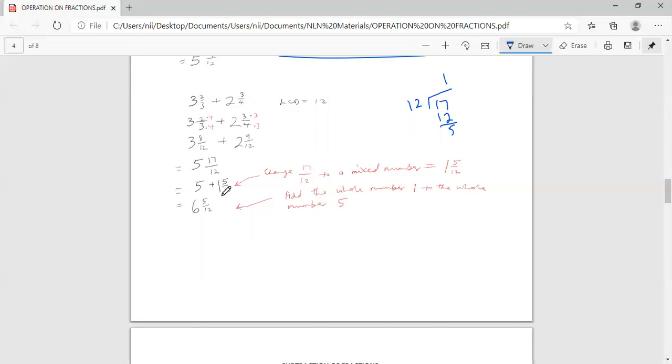Then we can add this one to the whole number here, the whole number to another whole number. So if we add that up, we get 6. Right, so we have 6 whole numbers, 5 out of 12. Okay. So don't leave your answer as an improper fraction. That's a good way to leave your answer.